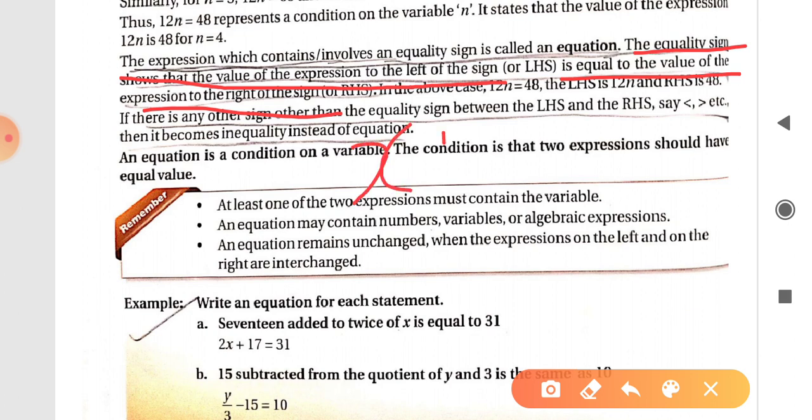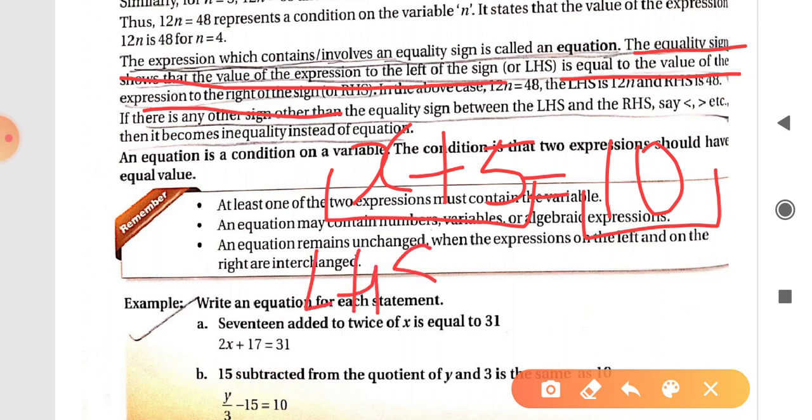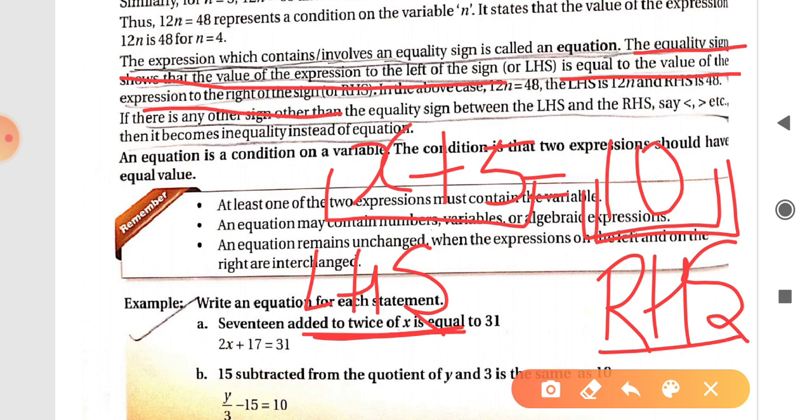I have written an equation x plus 5 is equal to 10. In the equation there are two parts. One part is to the left of the equality sign and one part is on the right side of the equality sign. The part which is left of the equality sign is known as LHS, that is left hand side, and this part is known as RHS, that is right hand side. Both these parts are always equal in an equation. In an equation, left hand side is always equal to right hand side.